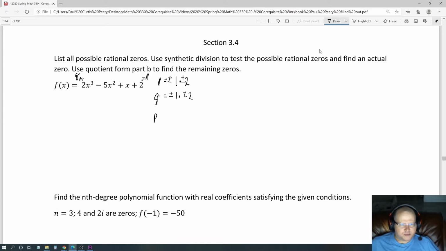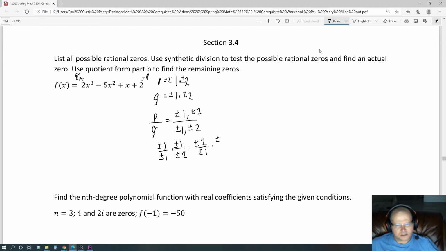Now we want to figure out what is p over q, right? Well, p over q is plus and minus 1, plus and minus 2, over plus and minus 1, plus and minus 2. And we're going to do all the different combinations of this, right? So plus and minus 1 over plus and minus 1, plus and minus 1 over plus and minus 2, plus and minus 2 over plus and minus 1, plus and minus 2 over plus and minus 2. You don't have to write plus and minus twice, just plus and minus once is good enough in this case.